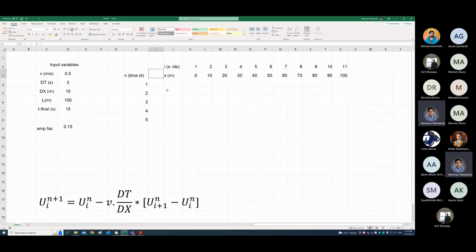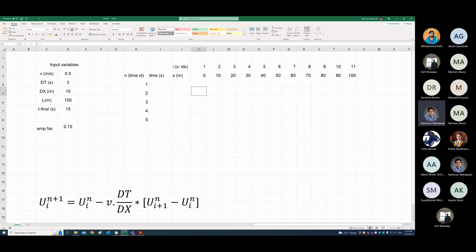For each of these, you can calculate the time, right? So let's say this is the actual time, it doesn't matter. Let's put this as time in terms of the seconds. So these are for x, these are for time. Okay, and you have the delta t, right? So delta t, let's fix this by pushing F4 on the keyboard.